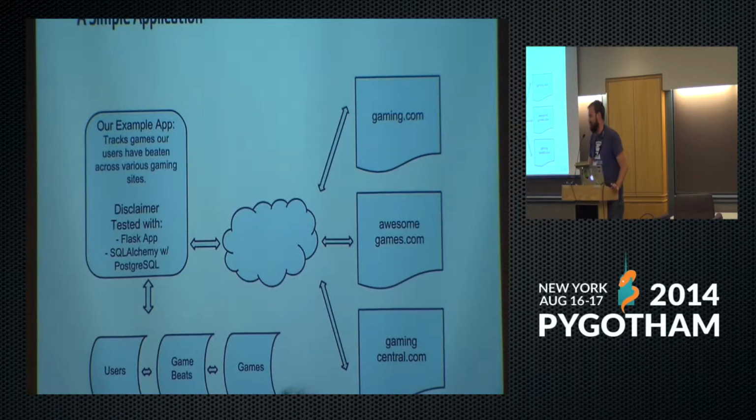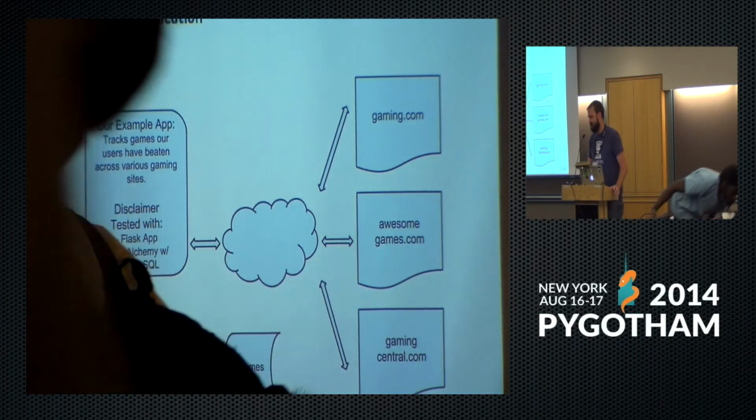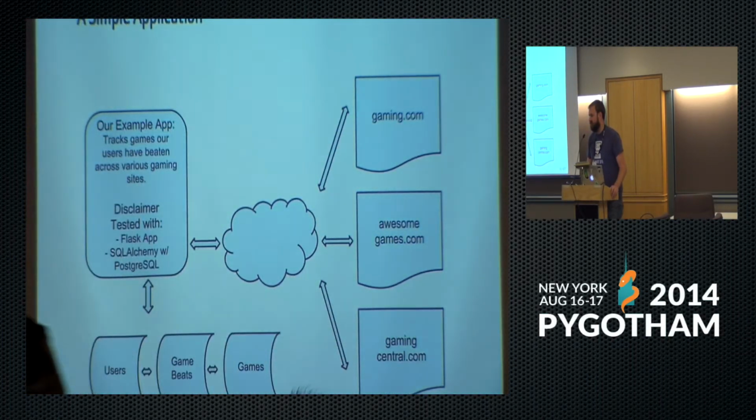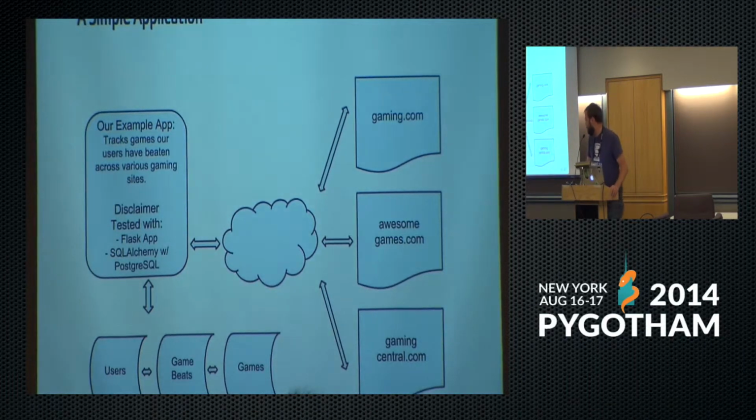Quick disclaimer, I was using a Flask app, SQLAlchemy with Postgres. Some details may be slightly different depending upon what database you're using on the back end. So I would test these things out before you just take the solution that I come up with and paste it into your code base. But the idea here is less about the actual function and more about the process that is gone through to write that function.